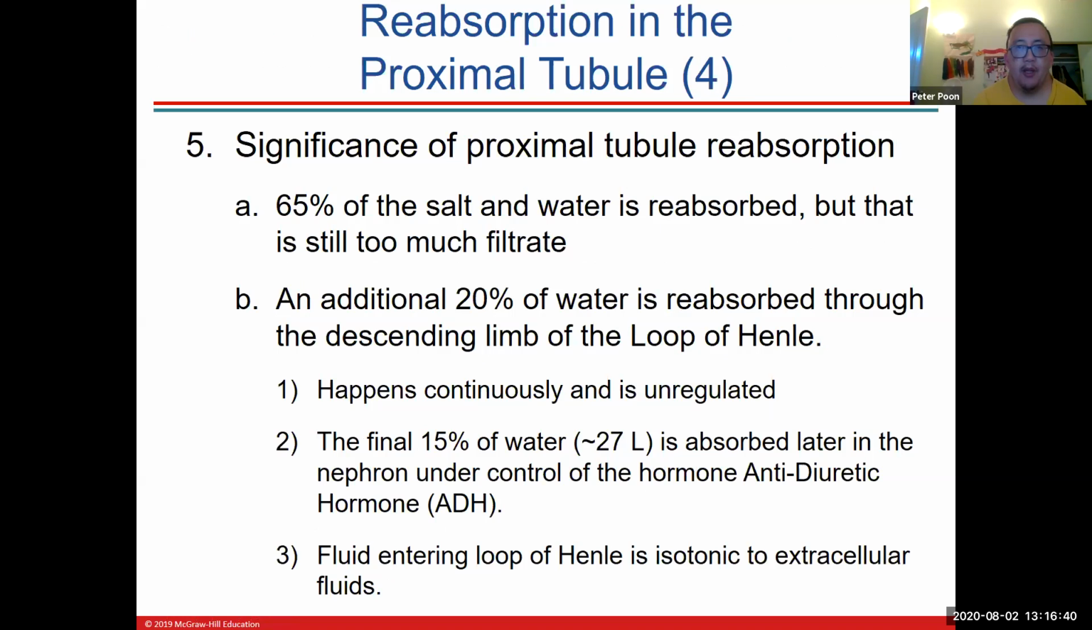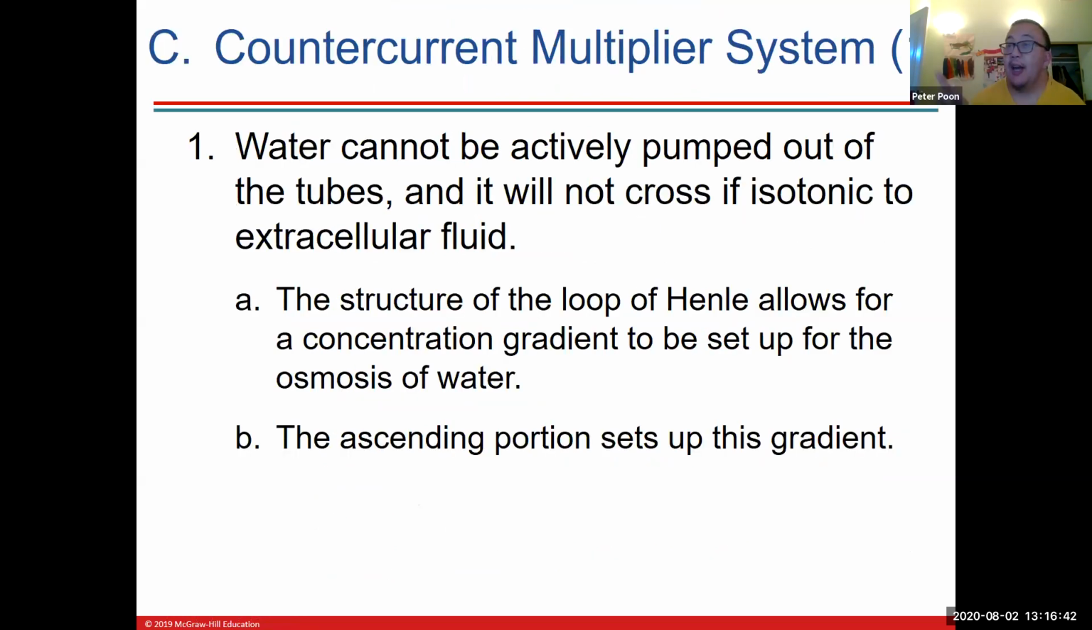So let's talk about what the counter current multiplier system is now that you're seeing the picture. Water can't be actively pumped out of the tube. It will not cross unless the filtrate is hypertonic to the extracellular fluid. Remember, saltier and saltier and saltier as you go down, and therefore water keeps coming out.